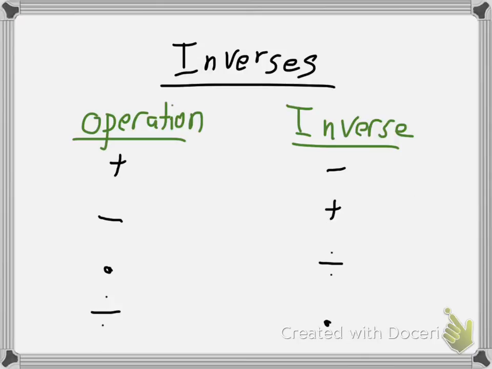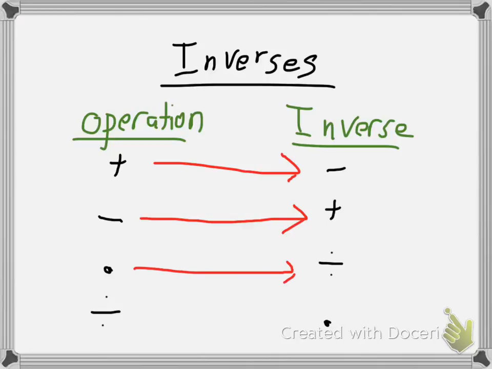Now, to remember from yesterday, if we have addition, its inverse is going to be subtraction. If we have subtraction, its inverse is going to be addition. If we have multiplication today in our equation, we're going to need to use the opposite of that, which is division. And likewise, if we see division today, we need to do the opposite of that, which is multiplication.